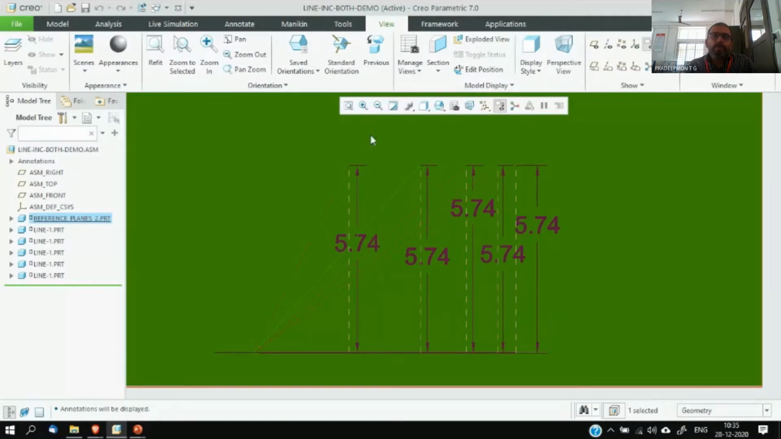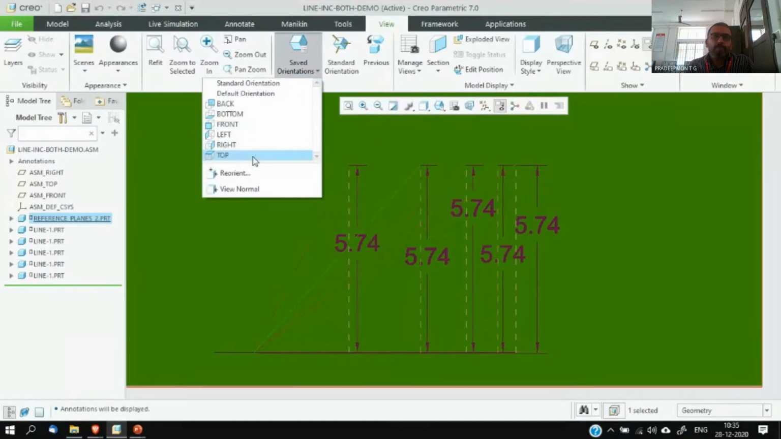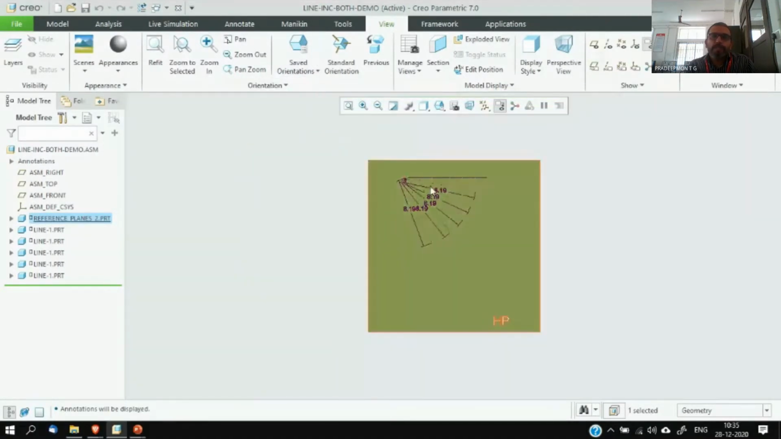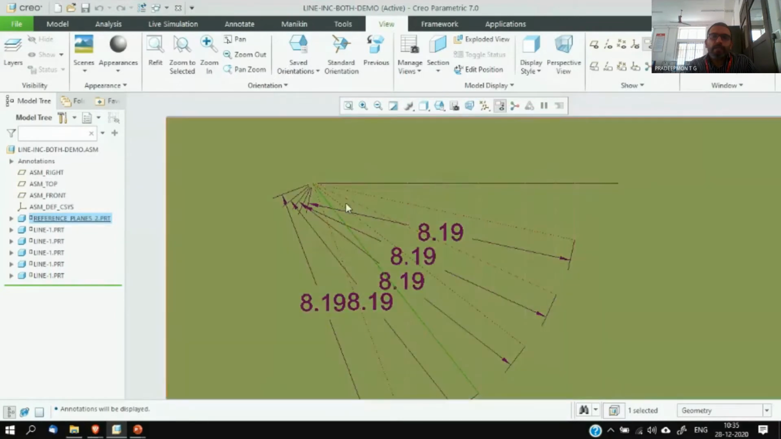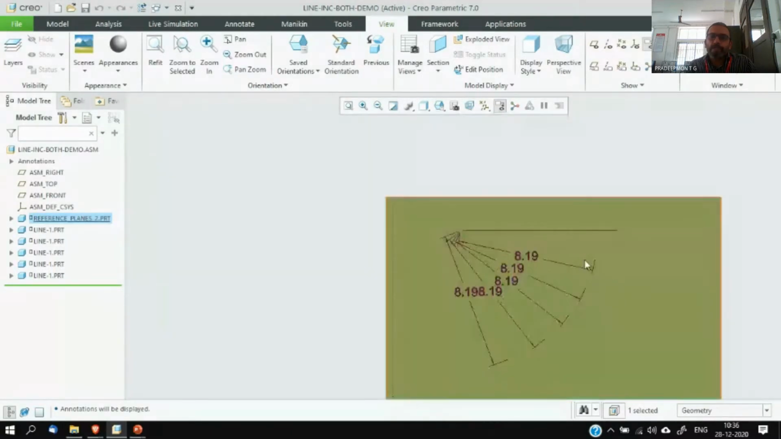Now if we move on to the top view, in the top view also the length of the line is the same. The length of all the lines is the same, 8.19. But they are arranged in a circular fashion.